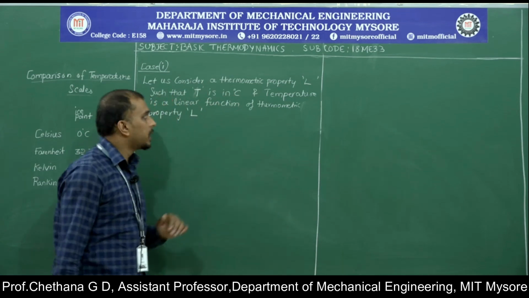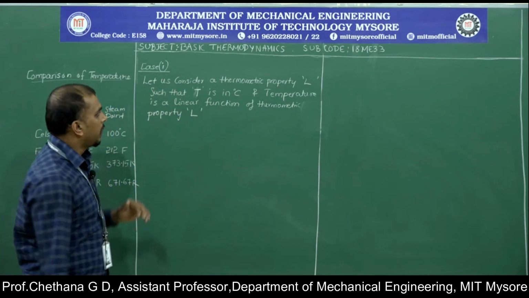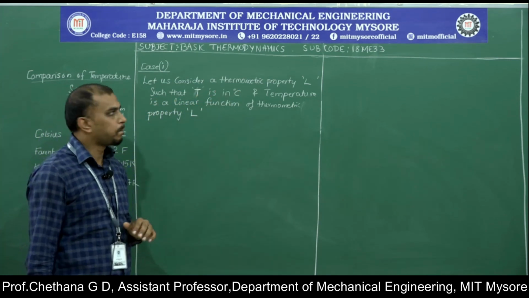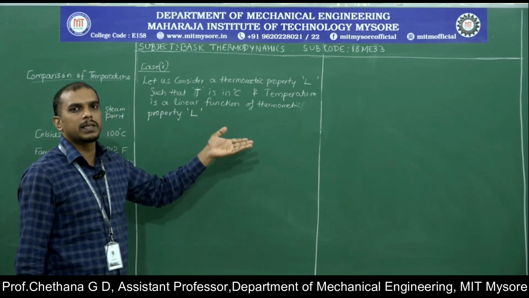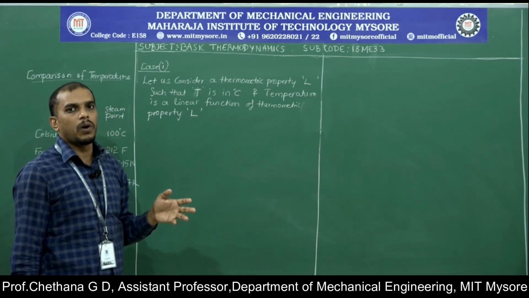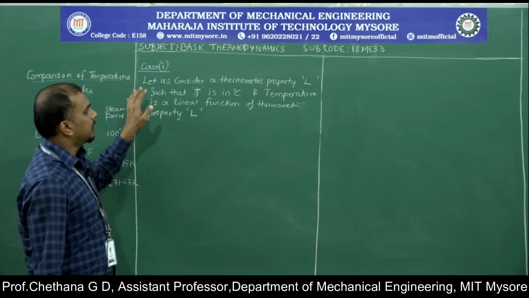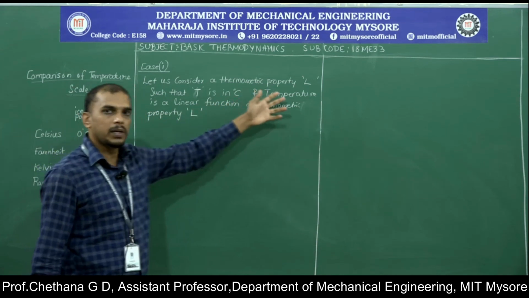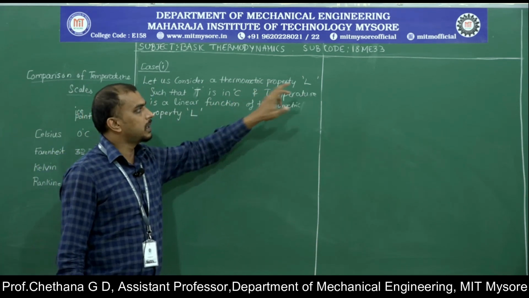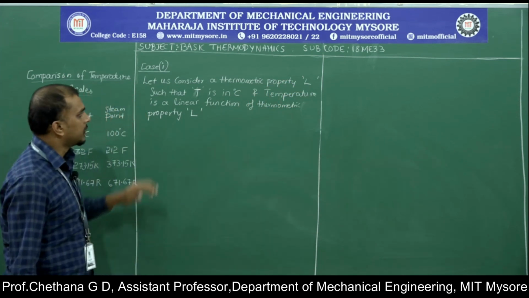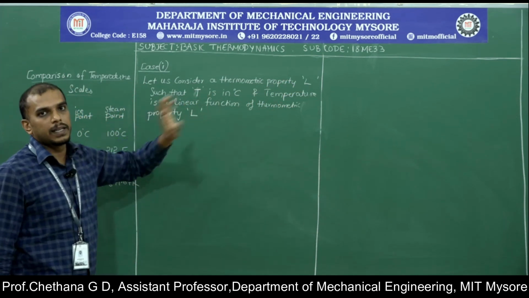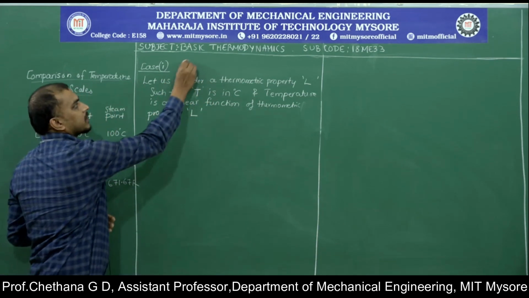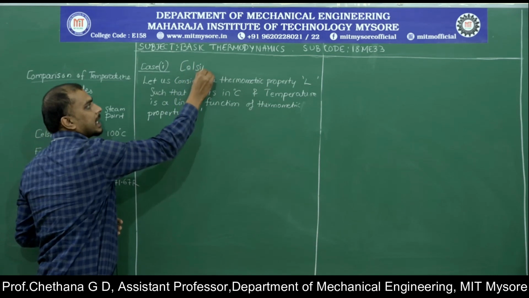Now, in order to compare the temperature scales, we will first consider a thermometric property L. Generally it can be length, pressure, volume or resistance, but we are simply denoting it by the letter L. It can be any thermometric property, such that T is in degree Celsius. So, this is the case 1, that is the Celsius or centigrade scale.